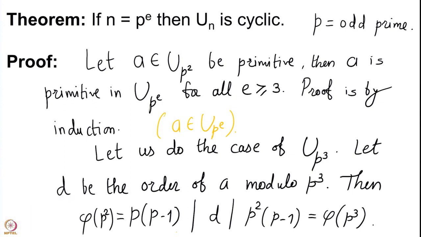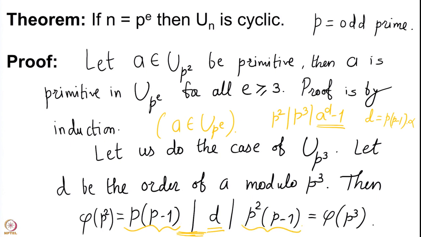It will be a multiple of this, because whenever P cube divides A to the D minus 1, P square also divides it, since P square divides P cube, and therefore D should be a multiple of phi of P square, which is P into P minus 1 into some alpha, for instance. So, therefore, we have this. Now D can be equal to this quantity or it can be equal to this.